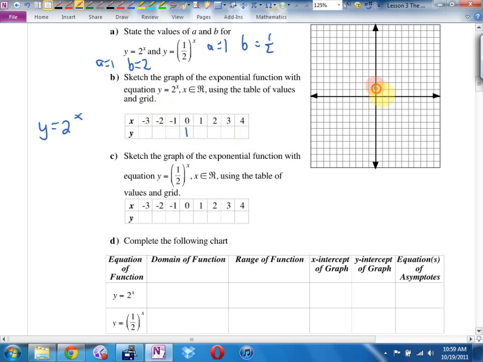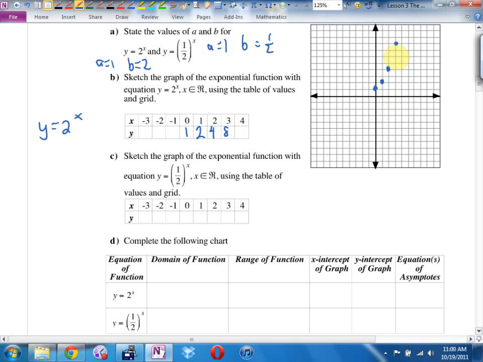What's 2 to the 1? When x is 1, y is 2. What's 2 to the 2? When x is 2, y is 4. What's 2 to the 3rd? When x is 3, y is 8. What's 2 to the 4th? 2 times 2 times 2 times 2 is 16, off my graph, forget it.